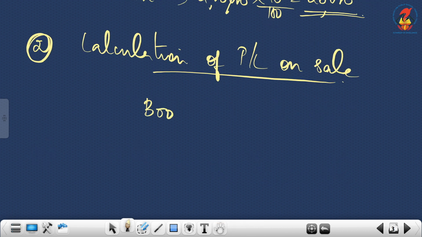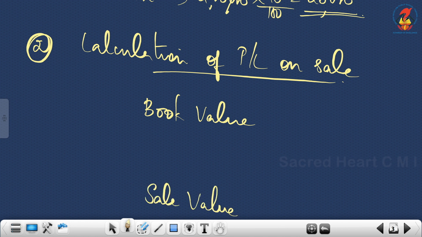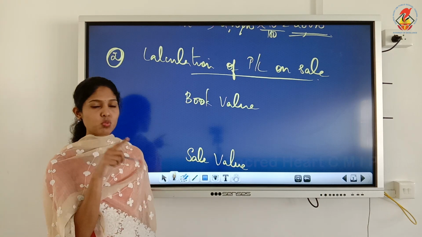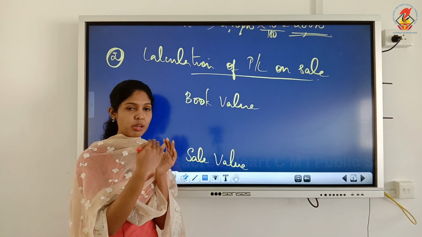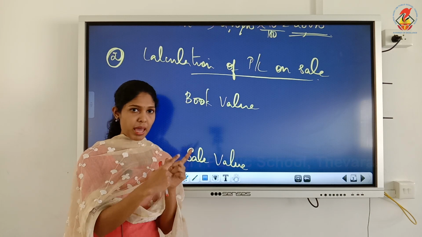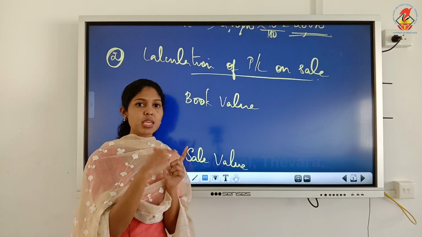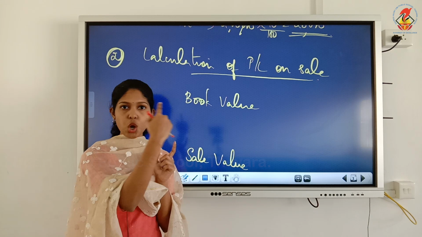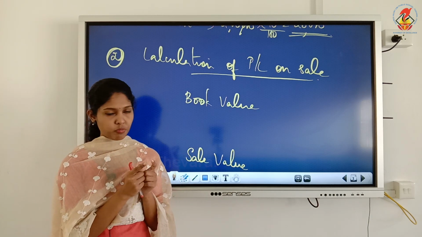To compute the profit or loss on sale, always compare the book value with the sale value. You have to compare the book value with the sale value always. Now book value, you remember in the first video I showed you the book value meaning. Book value means value in the balance sheet. That means what appears in the outer column. So original cost less depreciation, that is the book value.